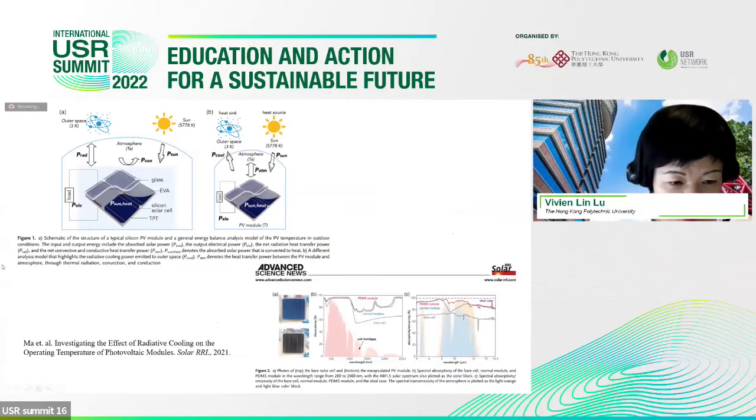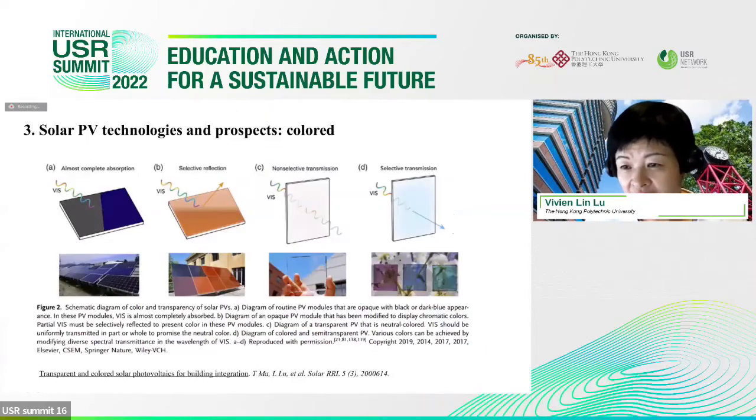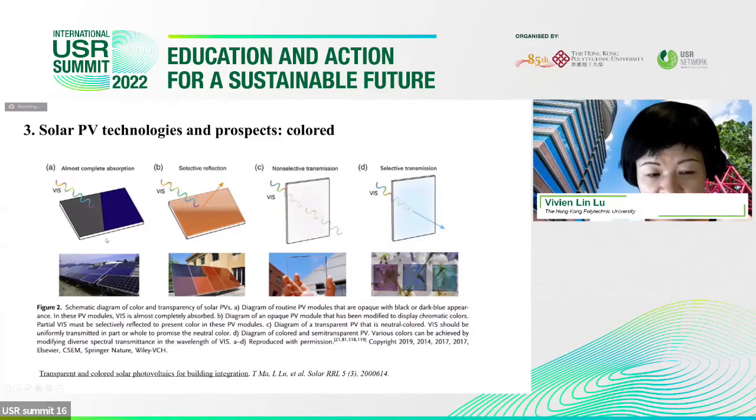I know some professors have published some research already. However, we still have lots of issues we need to further discuss. And as I also mentioned, the conventional commercial solar PV panels are blue. So how do we make them colorful, and make our buildings colorful, attractive and pretty in appearance?